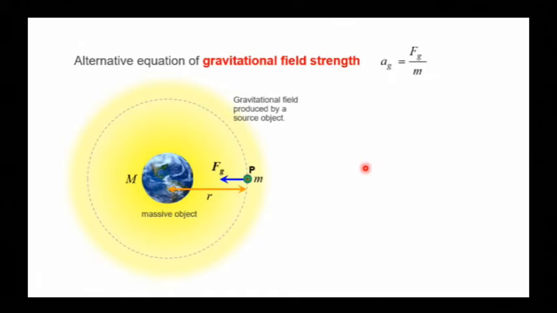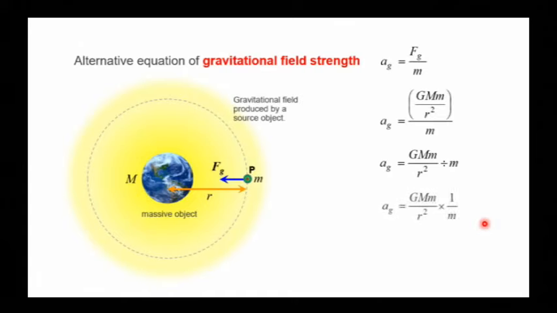Gravitational field strength is the gravitational force exerted on the object divided by the mass of this object. Here, we can substitute the equation for gravitational force using Newton's law of gravitation. We can rearrange the equation and simplify it to obtain a new equation for gravitational field strength.